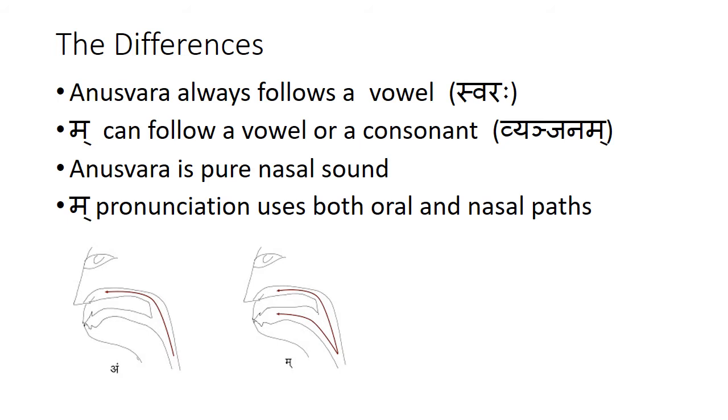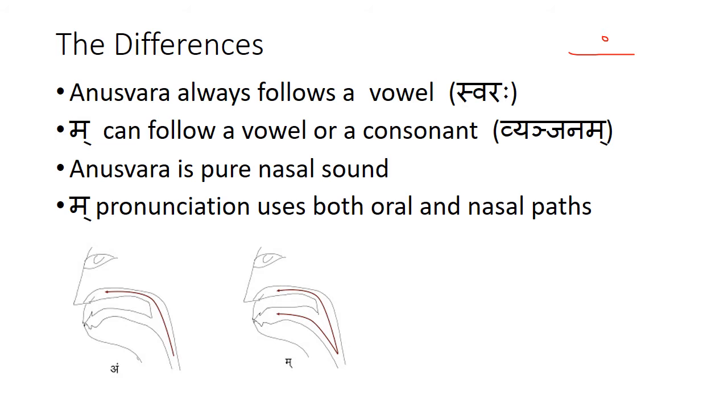Let's see how it is relevant to Anuswara and Makara. In Devanagari script, which is used for Sanskrit language generally, Anuswara is represented using a dot on top of a different letter, because Anuswara is not an independent letter or independent sound actually. So it has to follow another vowel, another swara. Anuswara cannot follow a Vyanjanam or a consonant. That sound always comes after a swara only.